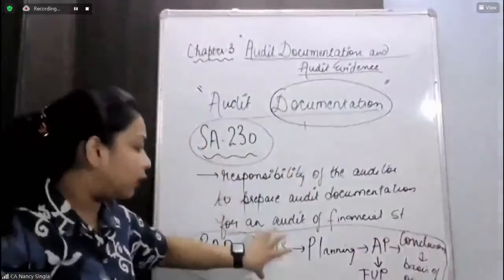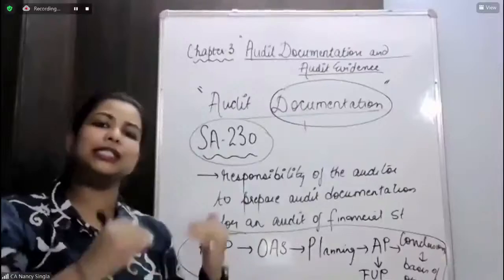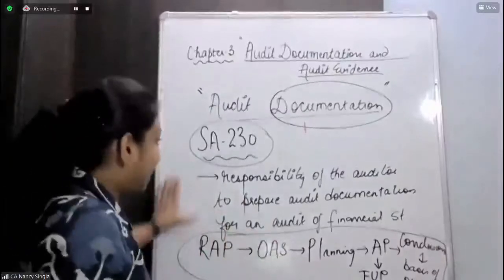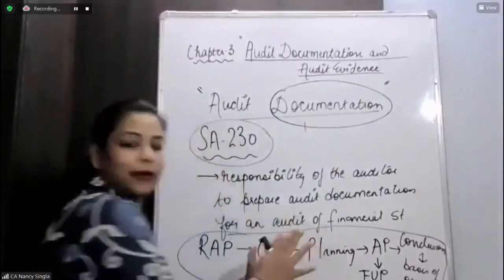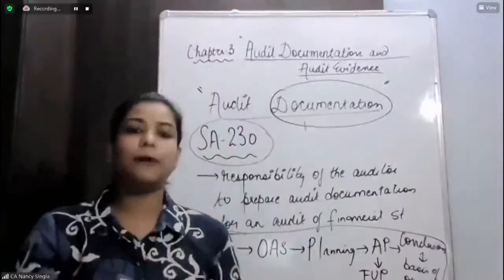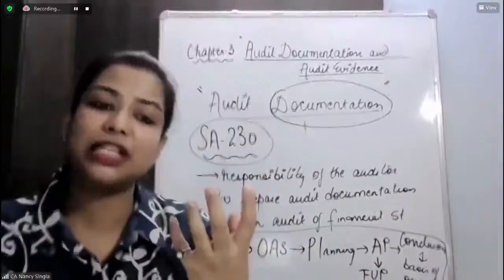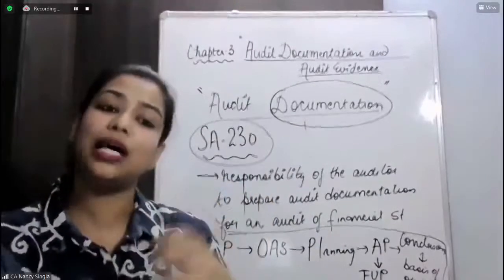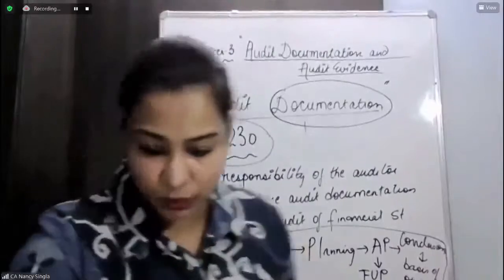Specifically for overall audit strategy, what is to be maintained as audit documentation is given in SA 300. But SA 230 says that with respect to each and every aspect, whatever you are doing during the conduct of an audit, or whatever you are thinking, even your professional judgments, please document it. Right? Clear so far?